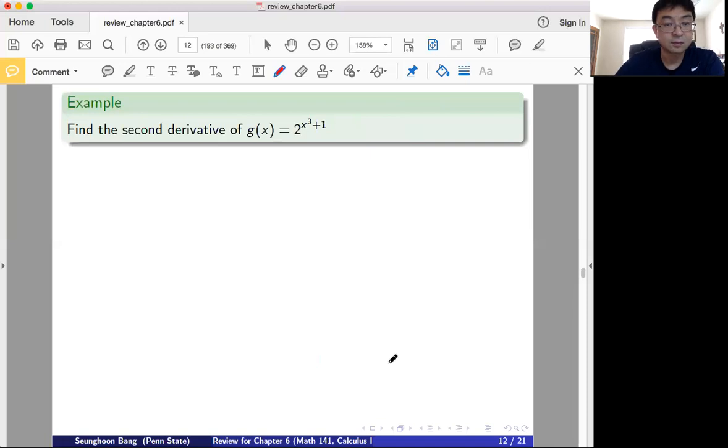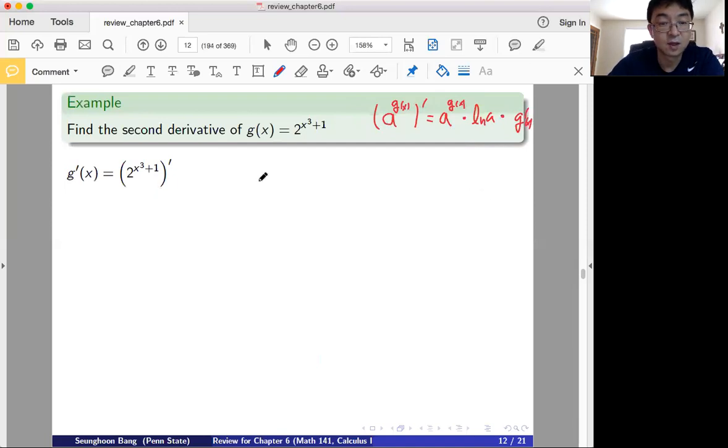The next tip. How can you solve this problem? For this one, we can use this rule: the derivative of a to the g of x is the formula a to the power g of x times ln of a times g prime of x. So this is exactly 2 to the x cubed plus 1 times ln of 2 times x cubed plus 1 prime.